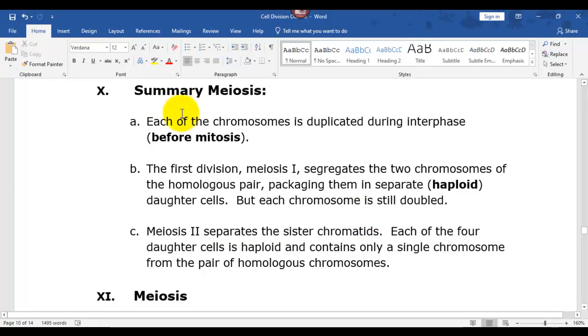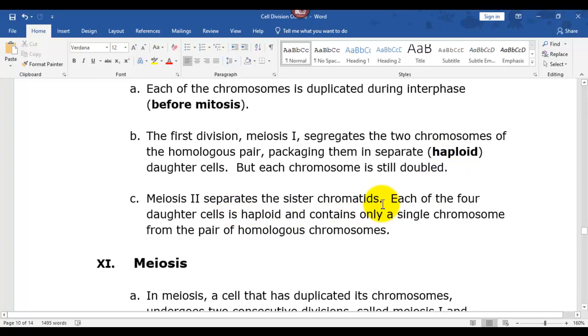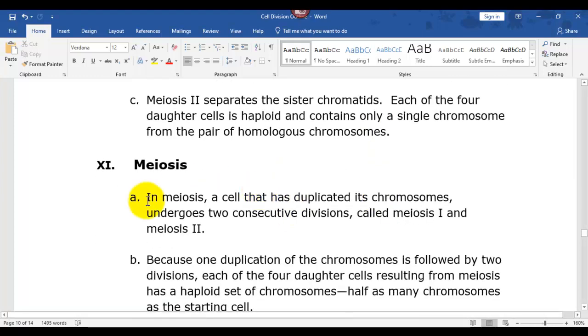All right. A summary of meiosis before we get there. Yeah, same thing. Each chromosome has to be duplicated. The first division, meiosis 1, segregates the 2 chromosomes of the homologous pair. I'll show you that. They are actually paired up right next to each other, not like in mitosis. That's where the genetic recombination comes from. And then at some point, they'll be separated into haploid daughter cells. They have 23 chromosomes. And then meiosis 2 is just like mitosis as far as what happens during each stage. So I'll start there next.